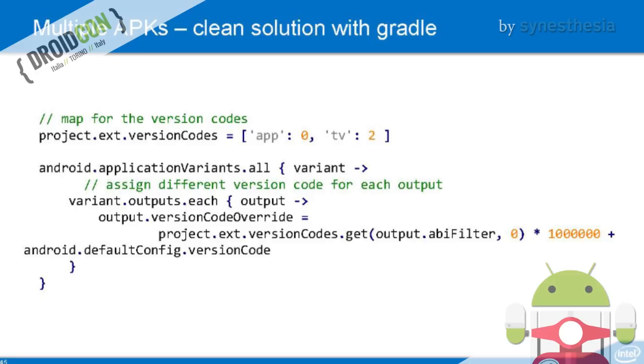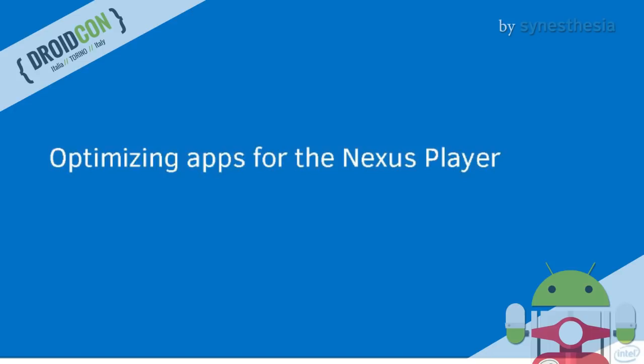If you want to generate multiple APKs directly from Gradle with the right version code, because you need to have different version codes, that's easy. You can adjust the version code dynamically from Gradle. So here's one slide on it. Here you just prefix your TV APK with 2 and your application APK with 0. So Android TV devices will get the one with the higher version code that is compatible with the device, so the right APK.